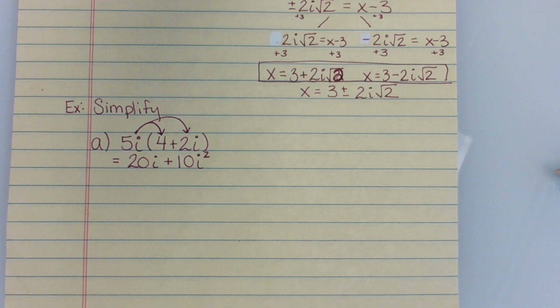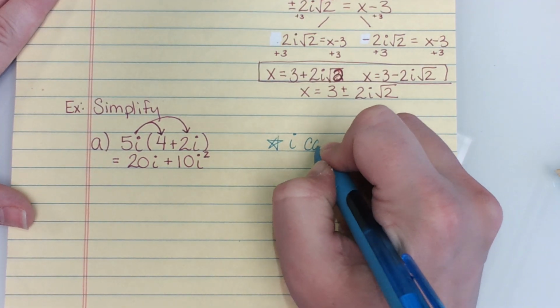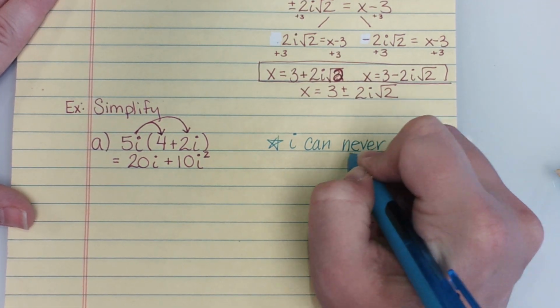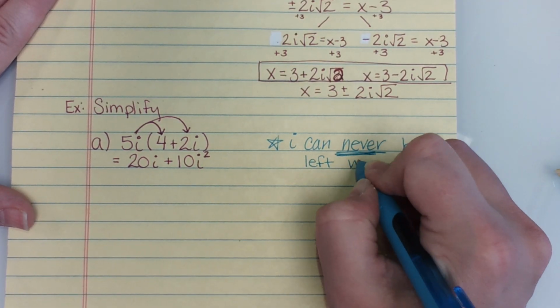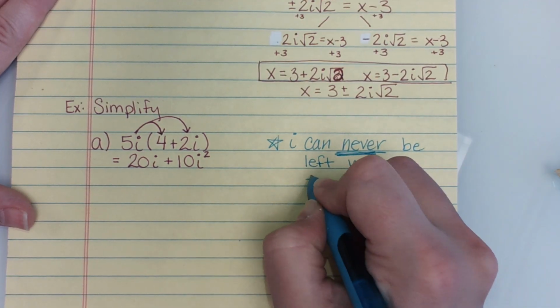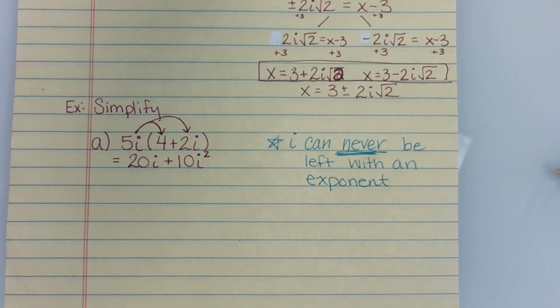Isn't i squared negative 1? No, it would just be negative 1. Because you're squaring a square root. Here is where we differ in treating i like it's a variable. I can never be left with an exponent. Because if i has an exponent on it, it will always simplify.